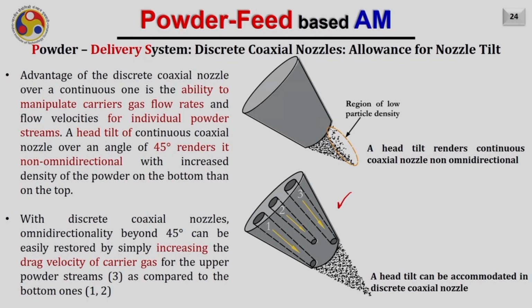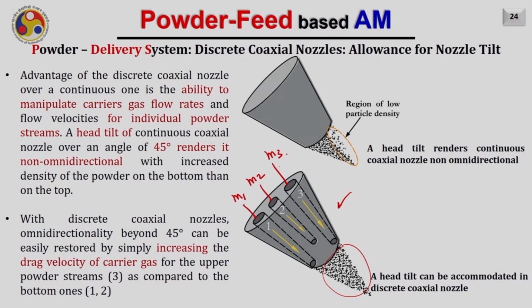So this advantage of the discrete coaxial nozzle over a continuous nozzle is the ability to manipulate the carrier gas flow rate and flow velocity for individual powder streams. So if there are 3 streams, I can control the powder flow rate in each of these streams, let me call them M1, M2 and M3. By appropriately controlling the flow rate in each and every stream, I can control the concentration of the powder stream even when the head is tilted.